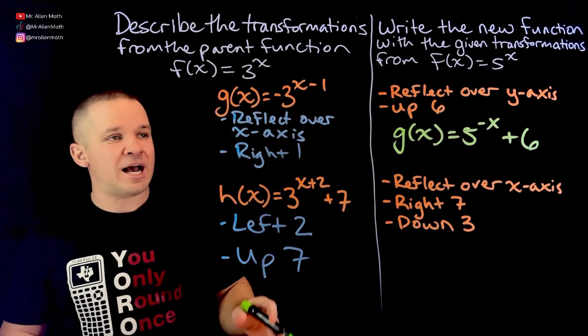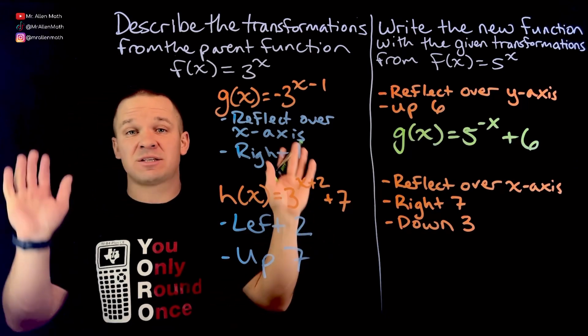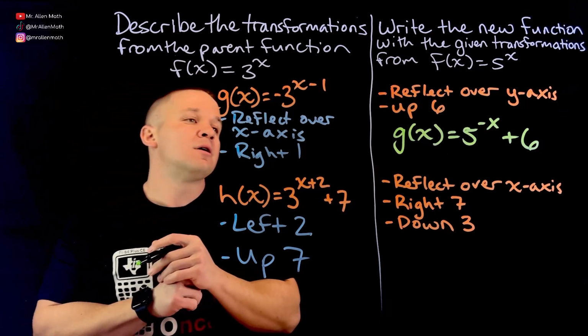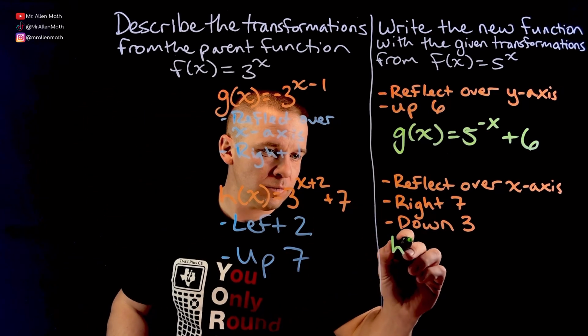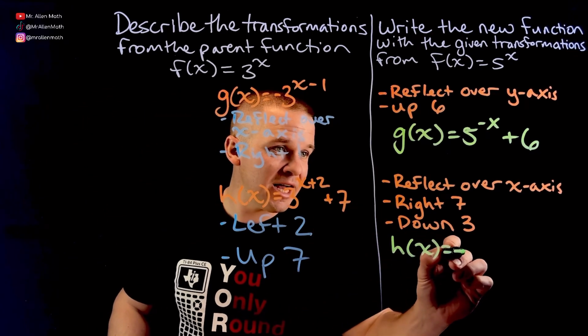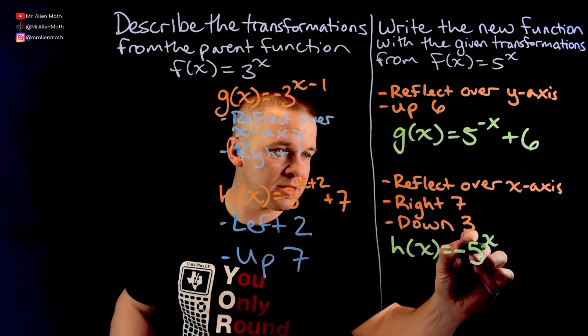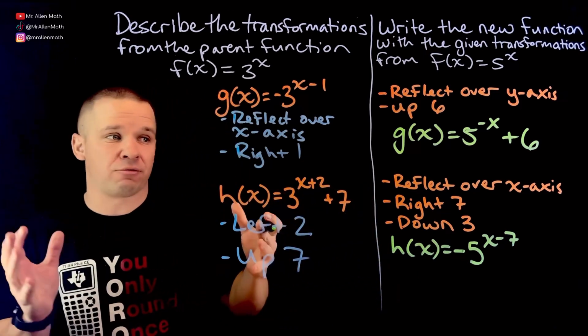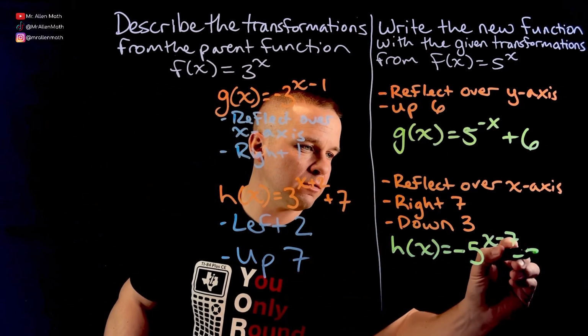Last one, we're going to reflect over the x-axis. Remember, that's a vertical reflection, so it should occur outside or in front. Okay, so we're going to have, we'll do h of x for this one, negative 5 to the x. We're going right 7, so we'll subtract 7. It's the opposite for your left-right transformations, and then down 3.